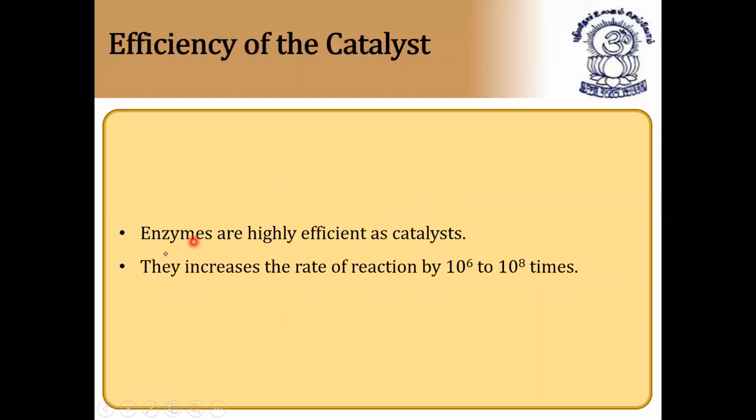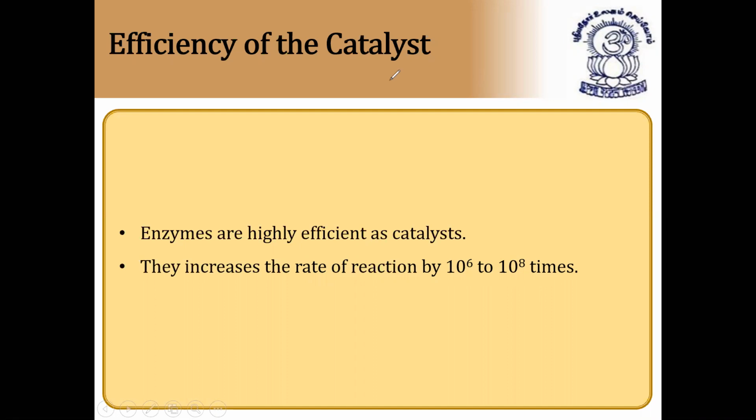Next, efficiency of the catalyst. Enzymes are highly efficient as catalysts. They increase the rate of reaction by 10 to the power of 6 to 10 to the power of 8 times. Very, very important. Due to the presence of enzyme, the activation energy is very low, and they increase the rate of reaction by 10 to the power of 6 to 10 to the power of 8 times. Very, very faster.